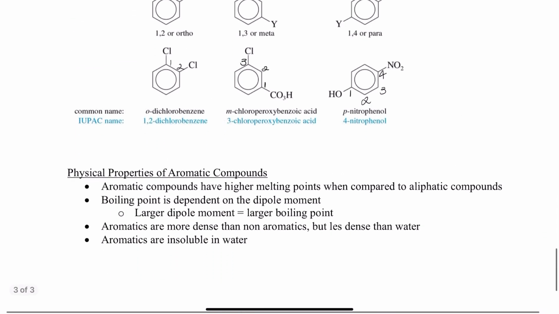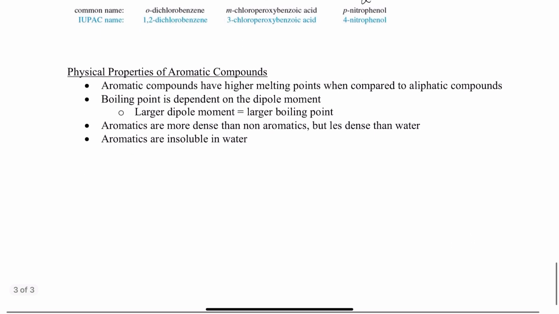Lastly, we're going to go over the physical properties of aromatic compounds. Aromatic compounds have higher melting points when compared to aliphatic compounds. Aliphatic compounds are really just acyclic structures. Also, the boiling point is going to be dependent on the dipole moment. So the larger the dipole moment, the larger the boiling point.